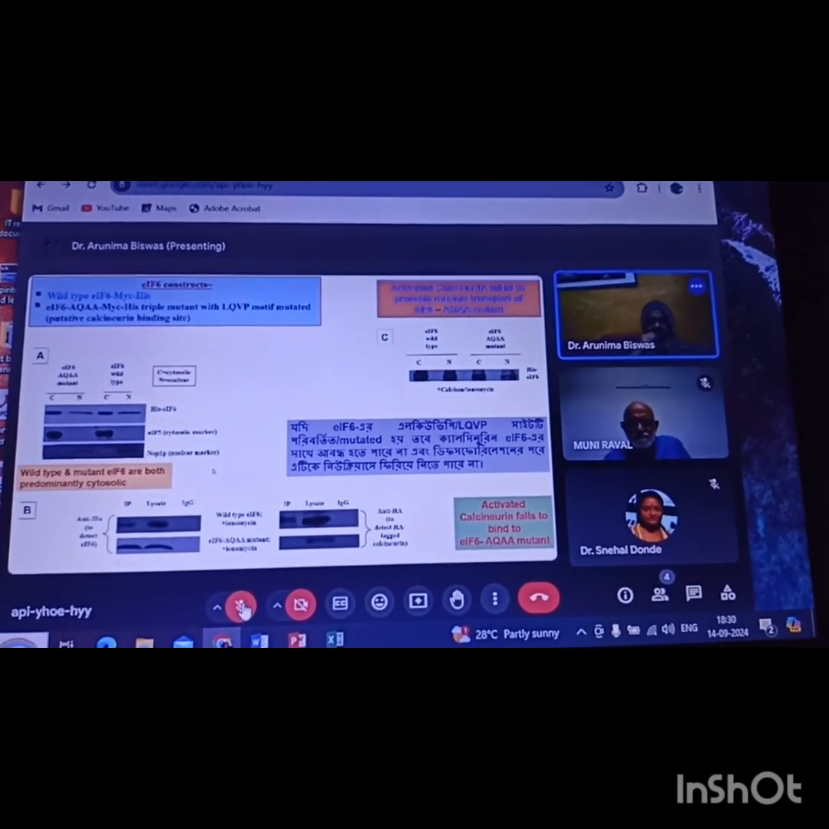So then we made a triple mutant, where we mutated the LQVP site to AQAA. Both the wild type EF6 and the AQAA mutant express at the same levels, and they are both predominantly cytosolic. But if we activate the cells with ionomycin, that is, we activate calcineurin, and then do an IP, wild type EF6 can associate with calcineurin. Calcineurin is tagged with HA and EF6 is tagged with histidine.